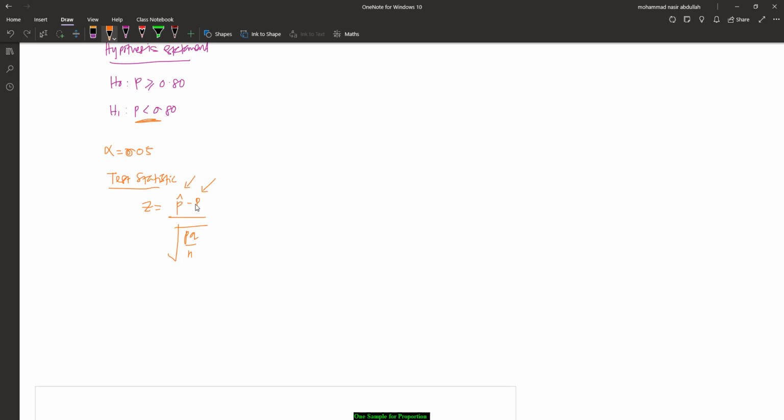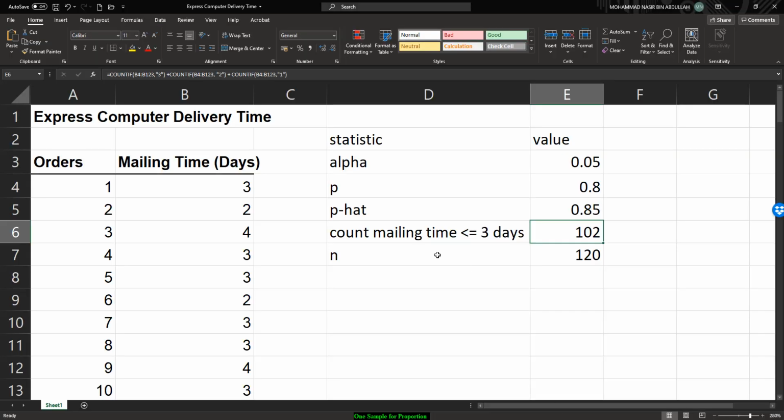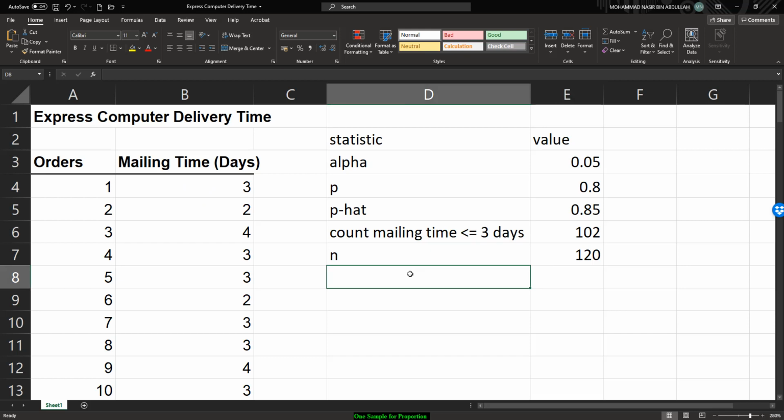Now in our formula, we already obtained this value, which is P hat, and we also know the P value, which is the proportion value. And for the denominator, we already know the PQ value, and we also know the n value.